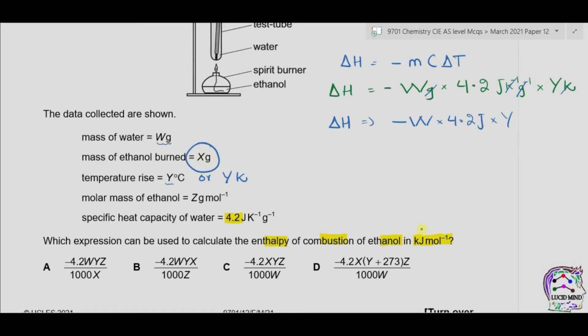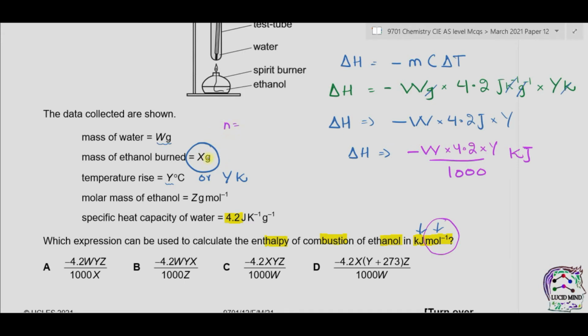But they have asked to find it in kilojoules per mole. Let's first convert this equation into kilojoules. We have joules, so we can divide it by 1000 to make it kilojoules. So delta H will be minus W into 4.2 into Y divided by 1000 kilojoules. So this shows enthalpy change of combustion in kilojoules for X grams of ethanol. Now we have to find it for moles, not for grams. So let's convert this grams into moles.